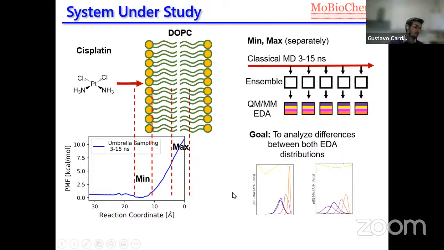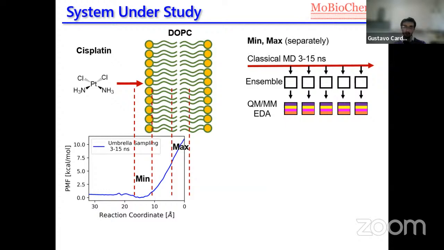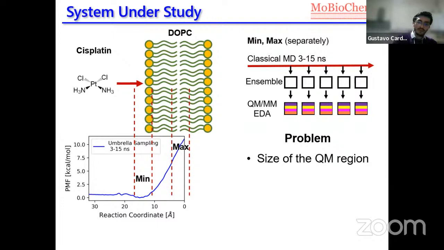Okay, so so far so good. There is, however, one problem that we need to tackle. The problem is the size of the quantum mechanical region, because of course we have a gigantic system. I already told you, it's about 36,000 atoms. So this is unfeasible for quantum mechanics. So we need, let's say, a good compromise between the size of the QM region and, of course, computational feasibility.